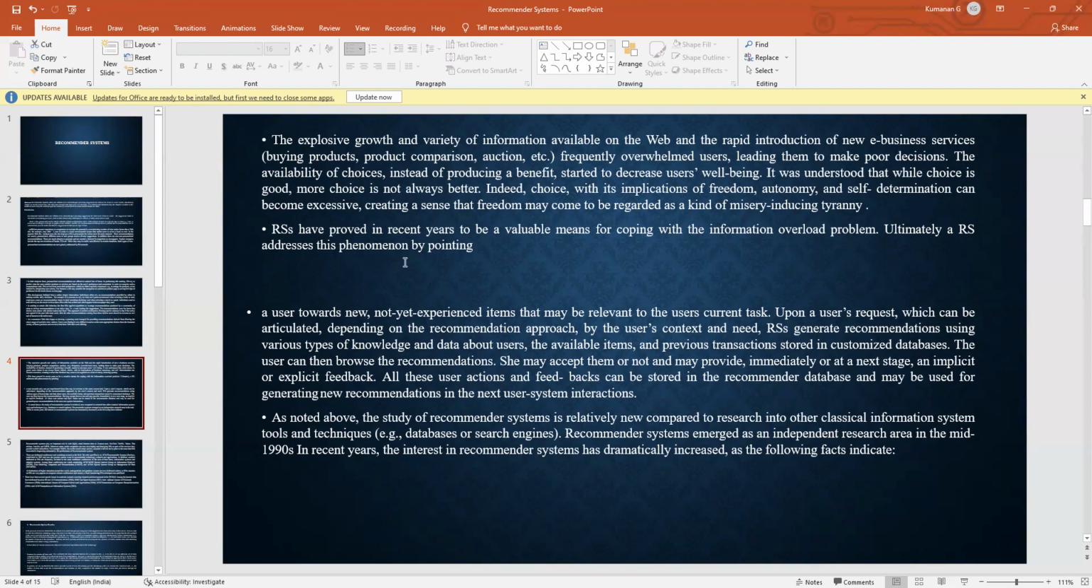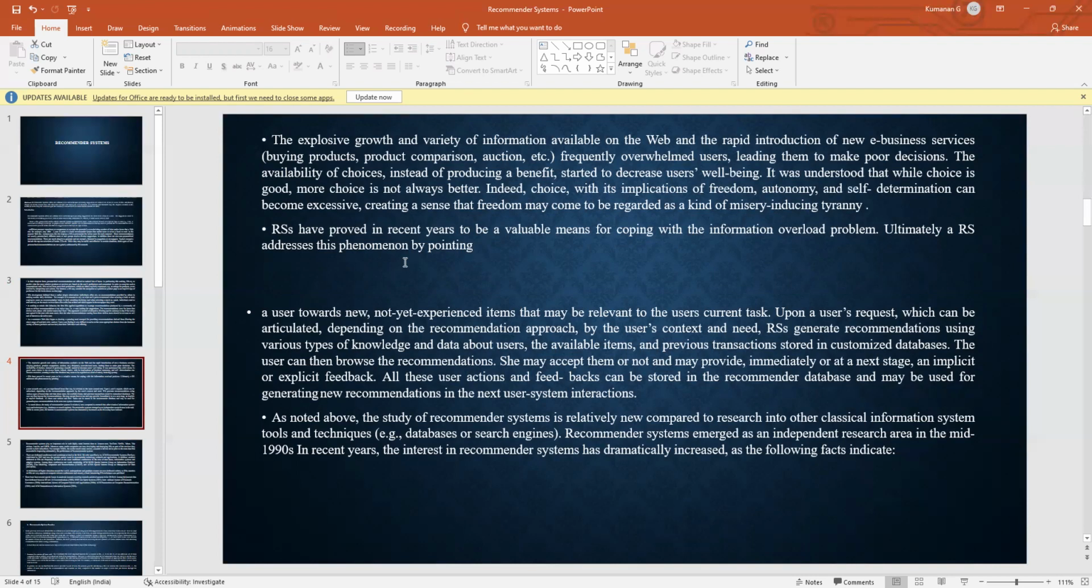Ultimately, a recommender system addresses this phenomenon by pointing a user towards new, not yet experienced items that may be relevant to the user's current task upon a user's request, which can be articulated depending on the recommendation approach by the user's context and need.